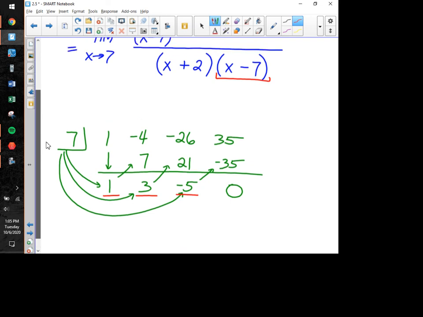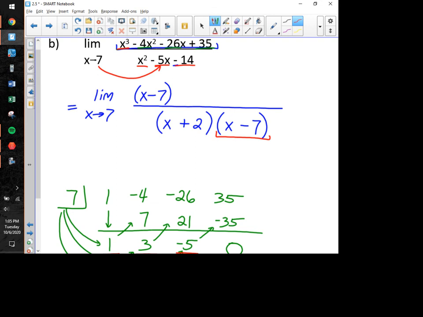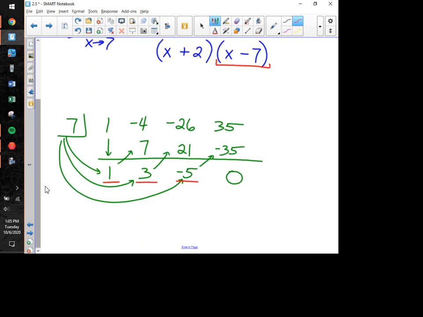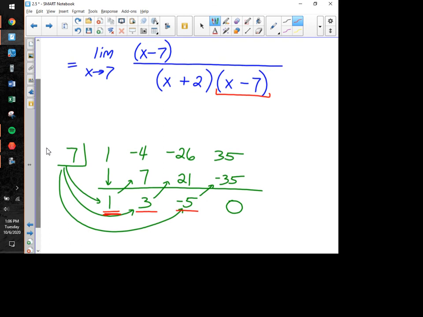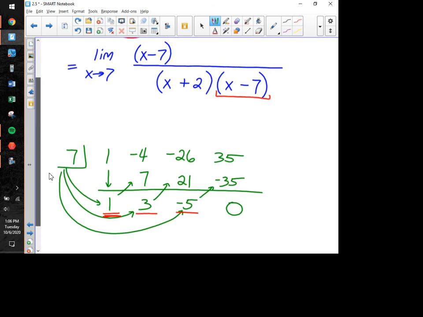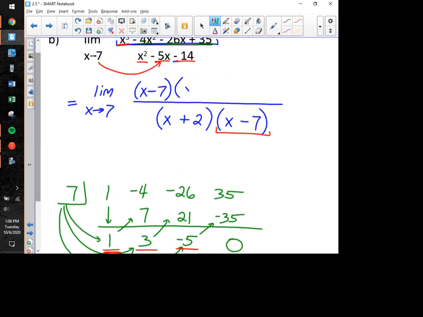We began, everybody, with an x cubed. Now it goes down a level, and this one is the coefficient of your x squared term. So we've got 1, 3, and negative 5. That's going to be an x squared plus 3x minus 5.